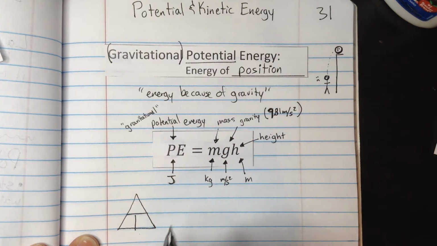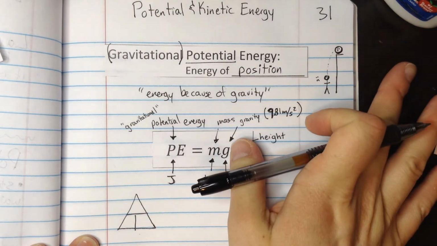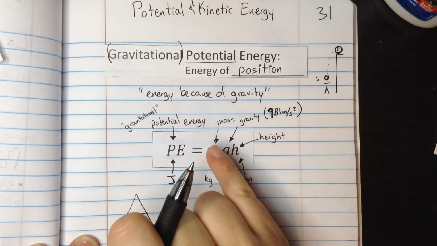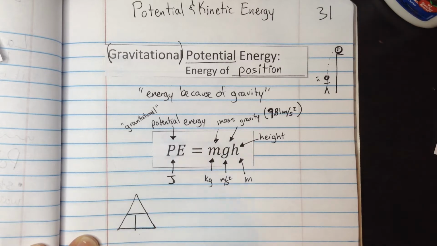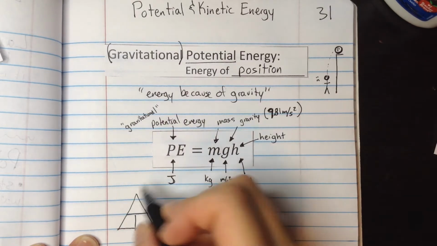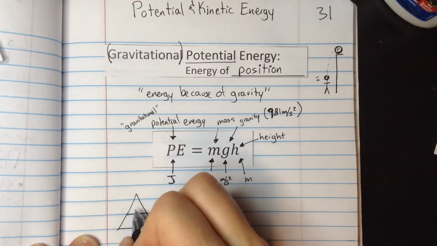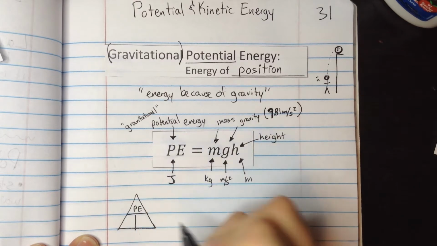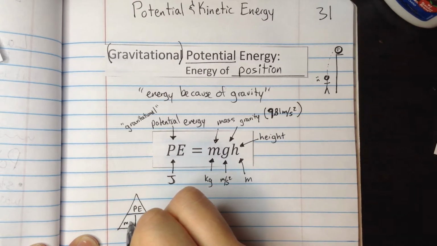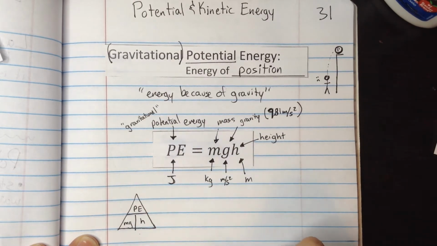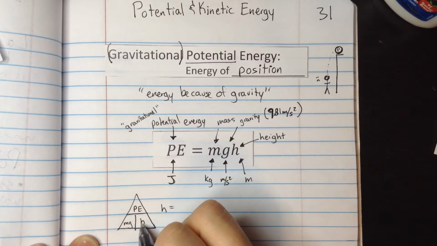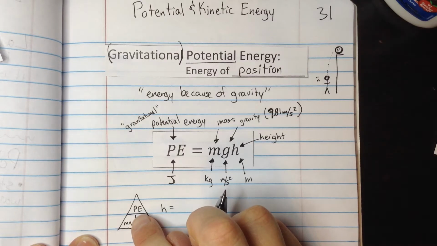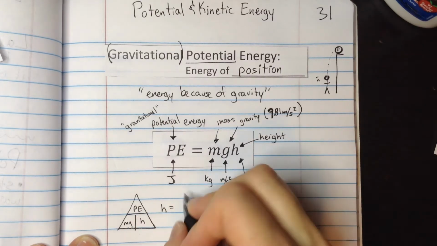Okay? The one hint, you can either look at it as mass and gravity multiplied by height, or gravity and height multiplied by mass. Either way, potential energy is always going to be on top in the formula. So mass and gravity multiplied by height. And we could use that setup to solve for the height. Height is equal to potential energy over mass times gravity.